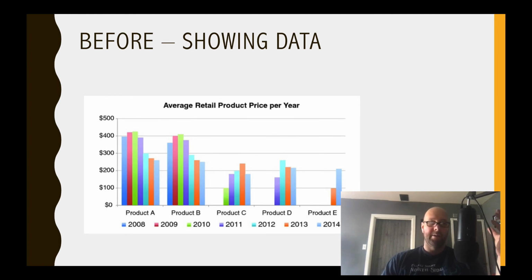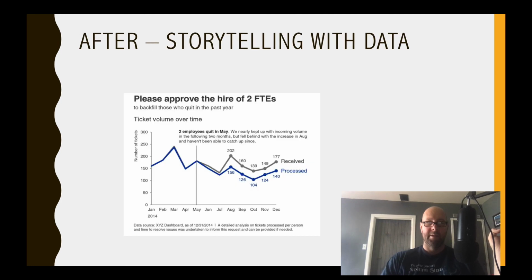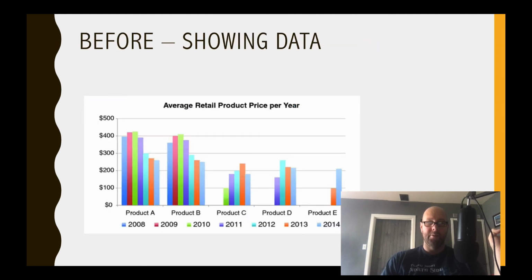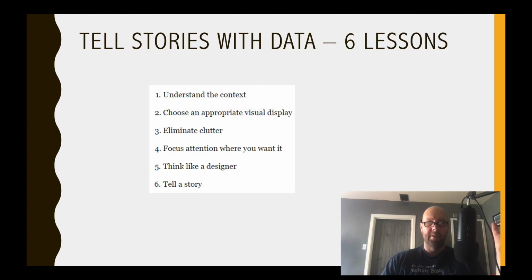This right here is a bar graph. It shows you product A, B, C, D, and E. I think that was on the original one. No, it wasn't. But to me, this is a little challenging. Maybe it could be better. This right here tells competitive product below average price points.